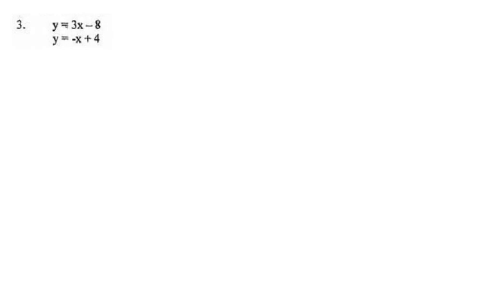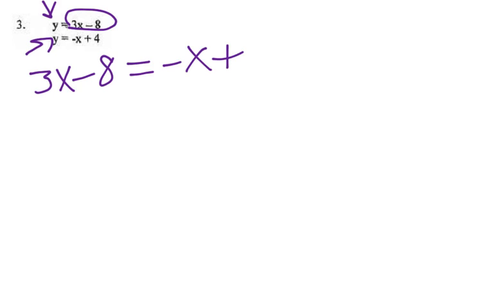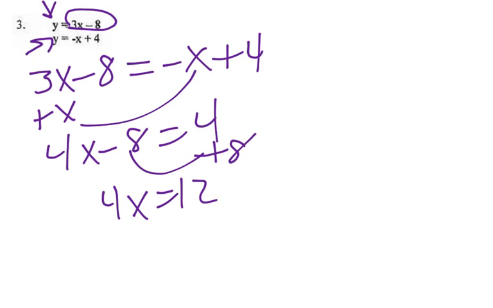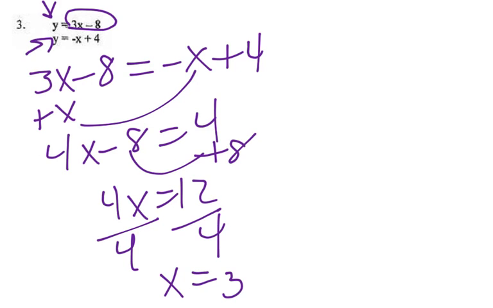This one, y is by itself, so I'm going to take this one to the other equation and put it where I see a y. So instead of a y, I'm going to say 3x minus 8. Then do the rest of my equation, equal negative x plus 4. Bring this x over and add it. So 4x minus 8 is equal to 4. Take this 8 over and add it. So 4x is equal to 12. Divide both sides by 4. x is equal to 3.